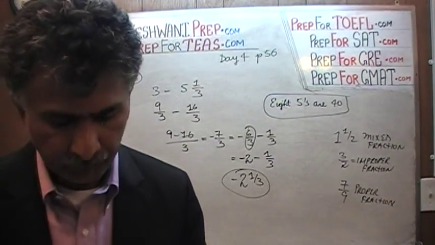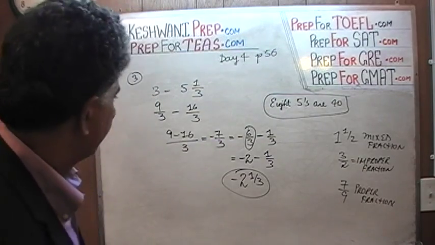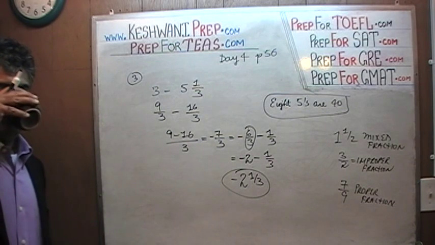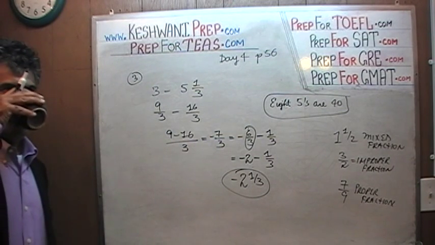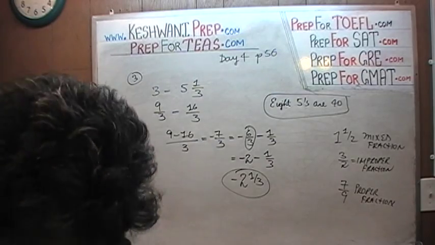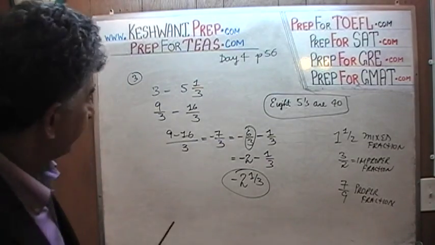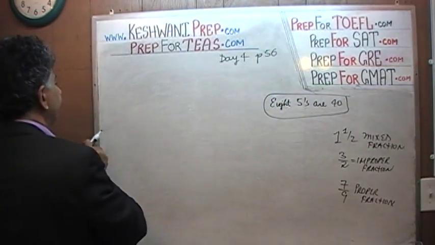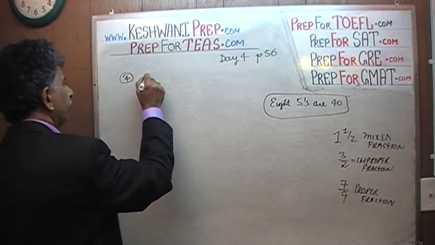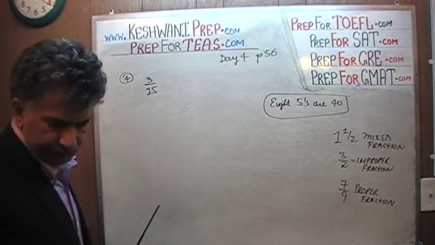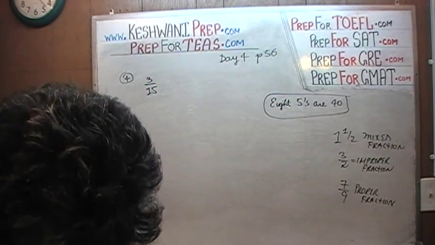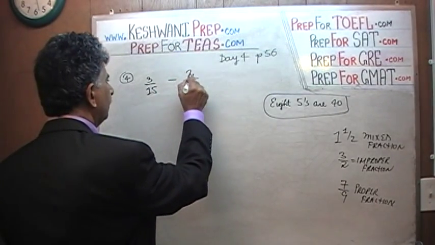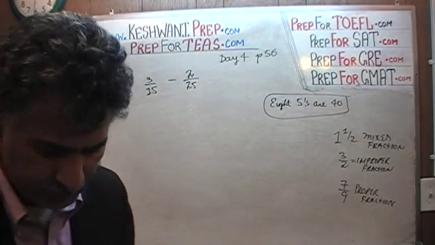Let's go on then. Number 4. We are done with this one. Number 4 says 3/15 minus 2/25.